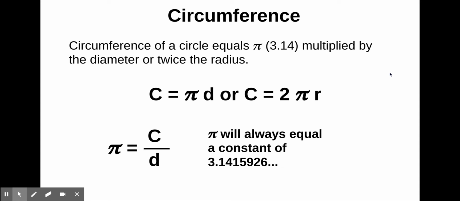Okay, now pi is always the constant of 3.14, and it goes off to infinity, and you can have all sorts of fun with that in 8th grade. But basically, pi is the circumference divided by whatever that diameter is. And so we'll talk more about that on the next slide here.